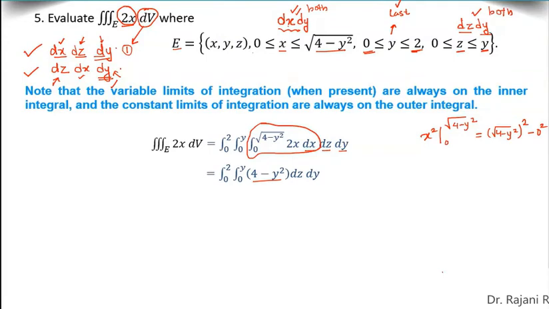This term is free from x, so no x. It means you did it correctly. If there is no x, then in the limits also you should not see any x. If you can see x anywhere in the limits, it means you made a mistake in selecting the order of integration.